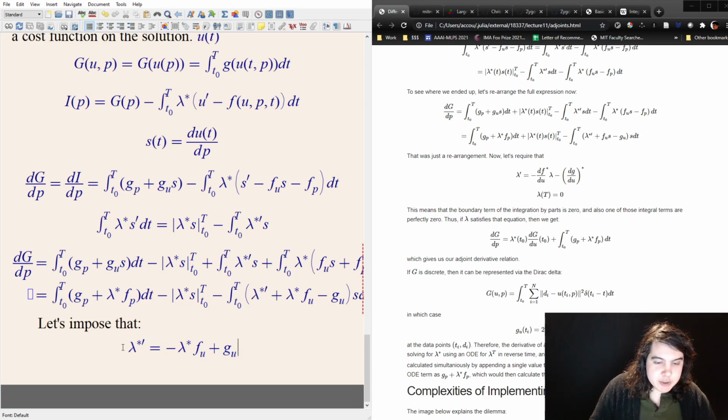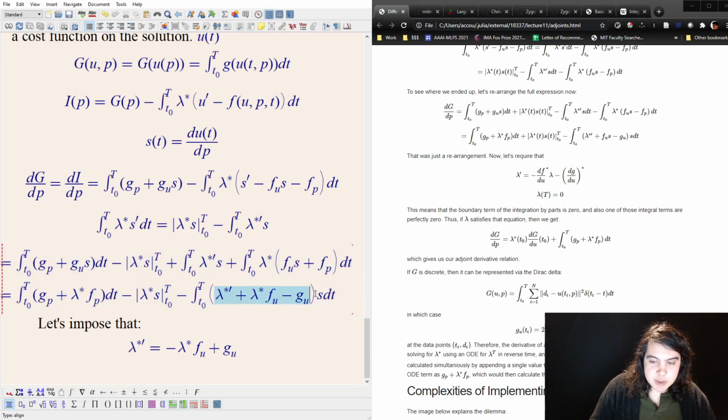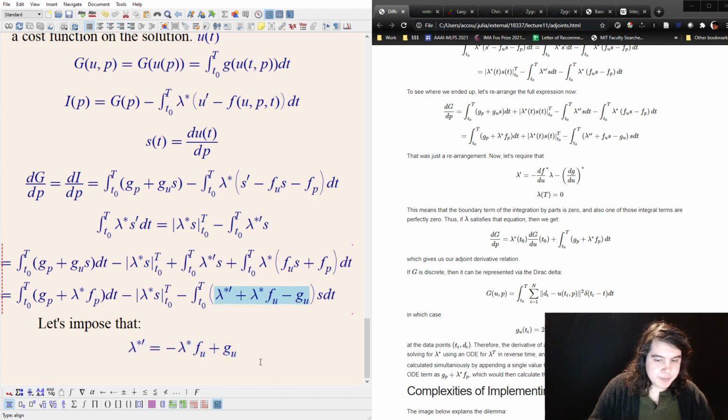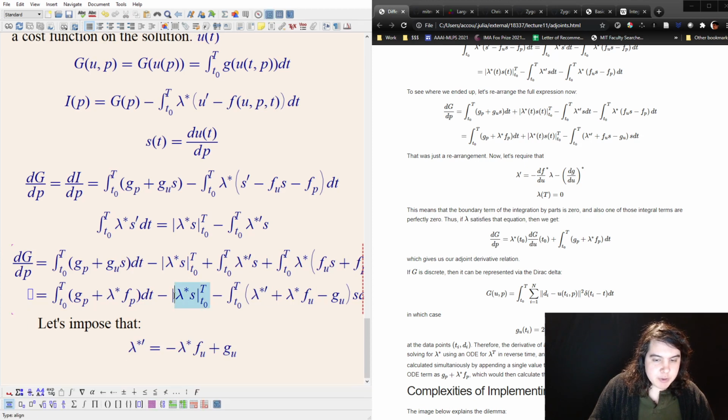Basically, the major point here is that to make this term equal to 0, so that we get rid of all of our m times p terms, what we would need is that lambda star is the solution to this ordinary differential equation. Because if that is true, then this is identically equal to 0. Now, what do we do with this term? This also has an s involved in it, right? So we need to make this equal to 0. And so what we can impose here is that lambda star of T is equal to 0.